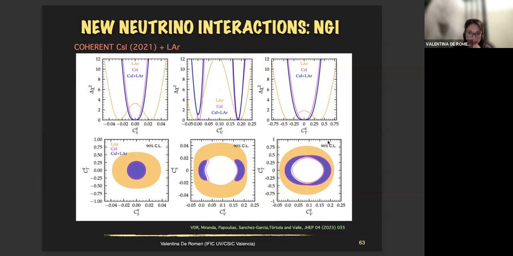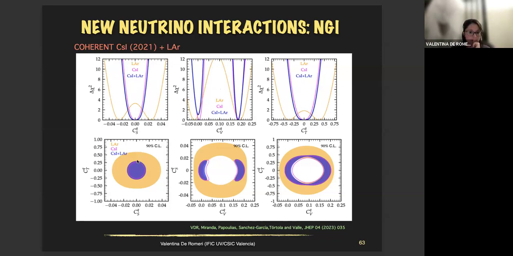In the case of scalar and tensor interactions, when we combine the two data sets, we get that they are perfectly centered in zero. For the liquid argon data sets, the statistics, as I was saying, is still low. So we get two minima, but the significance is very low. So it is not significant. And indeed, the combined analysis is completely driven by the cesium-iodine data set.